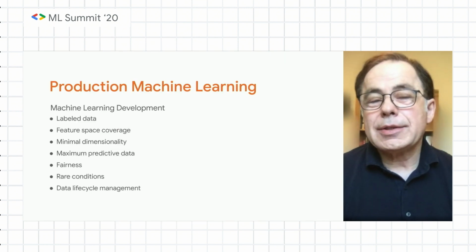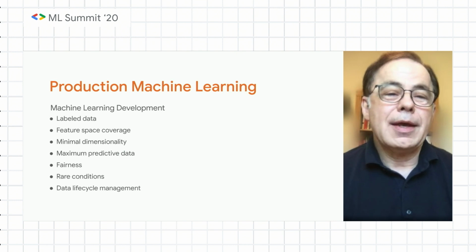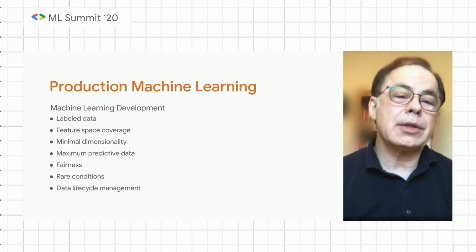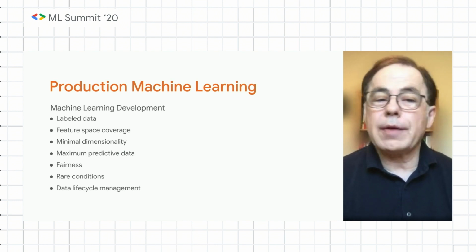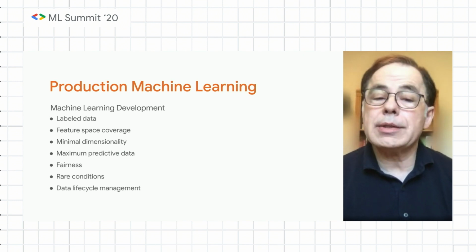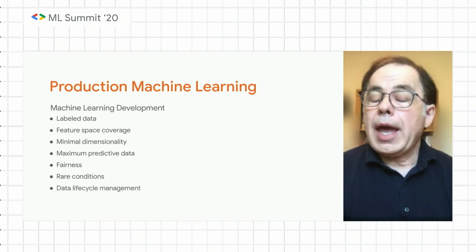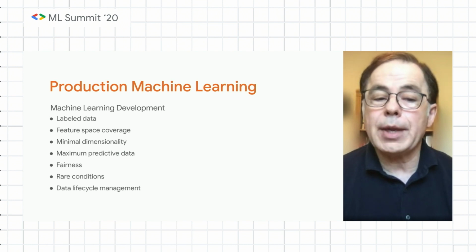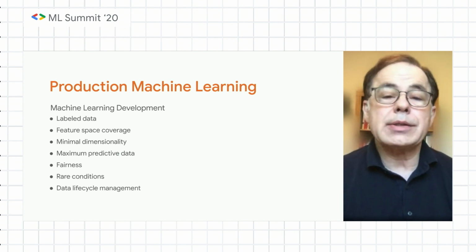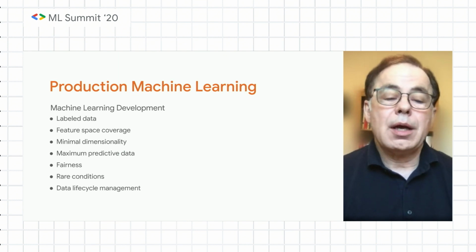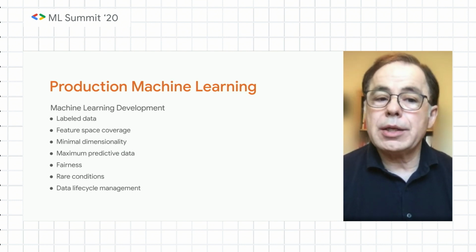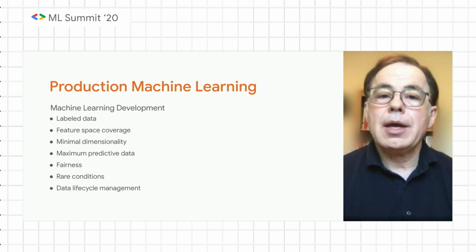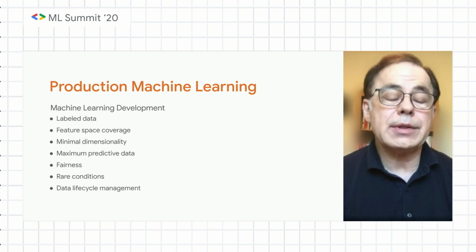So this gets us to some of the issues in production machine learning. You have all of the issues that you have with normal machine learning development. Assuming you're doing supervised learning, you have to label your data somehow. You do have to worry about whether or not your training data covers the same feature space as the prediction request that you get. And you want to do things like minimize the dimensionality and maximize the predictive information in the data. You also need to consider things like fairness, which can have a big impact in a lot of areas, including your brand. And in many domains, there are rare conditions that you have to be particularly careful about. This is a big problem in both healthcare and fintech.